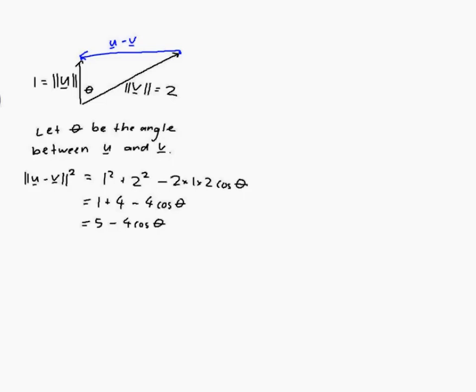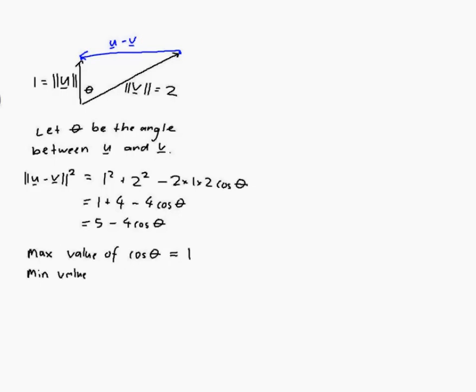So now, in order to figure out the maximum and minimum values of the length of u minus v squared, I could figure out what the maximum and minimum values of cos theta are, and I know what they are. They're 1 and minus 1. So, the maximum value of cos theta is 1. So if I put 1 in there, I'll get 5 minus 4, and that would actually be the minimum value of the length of u minus v, because of that minus would turn a maximum into a minimum.